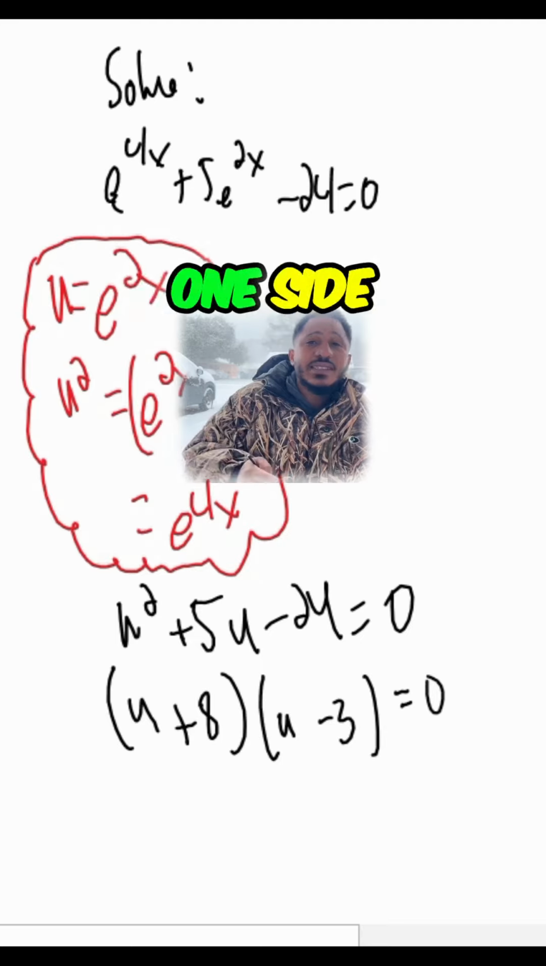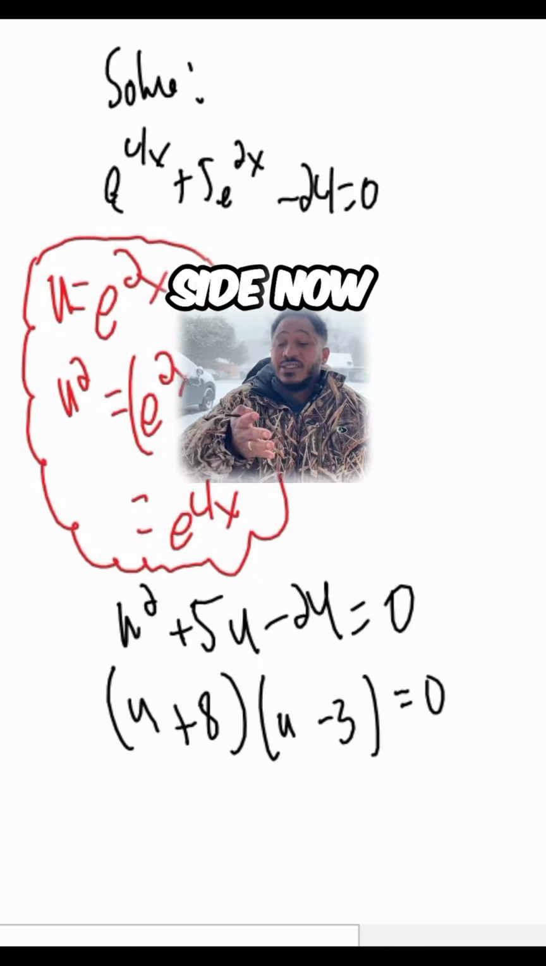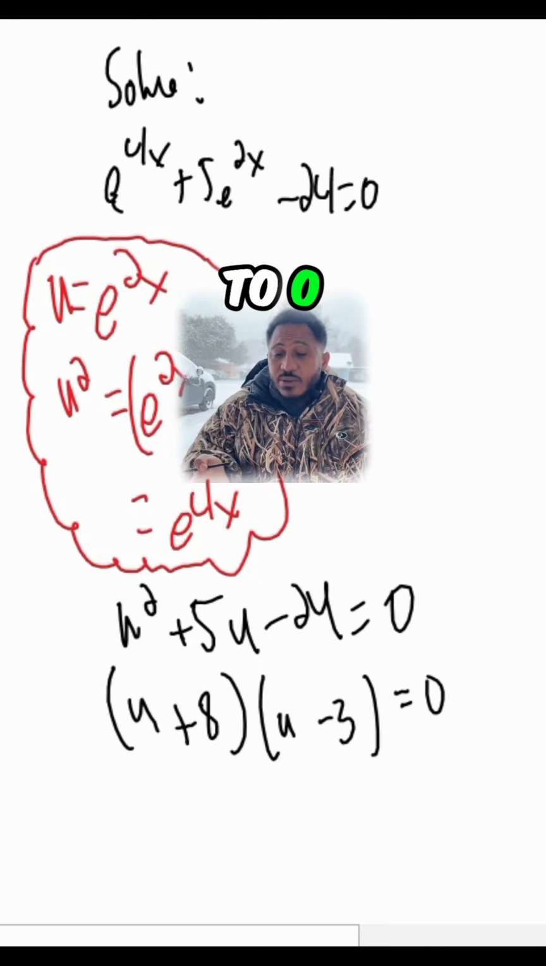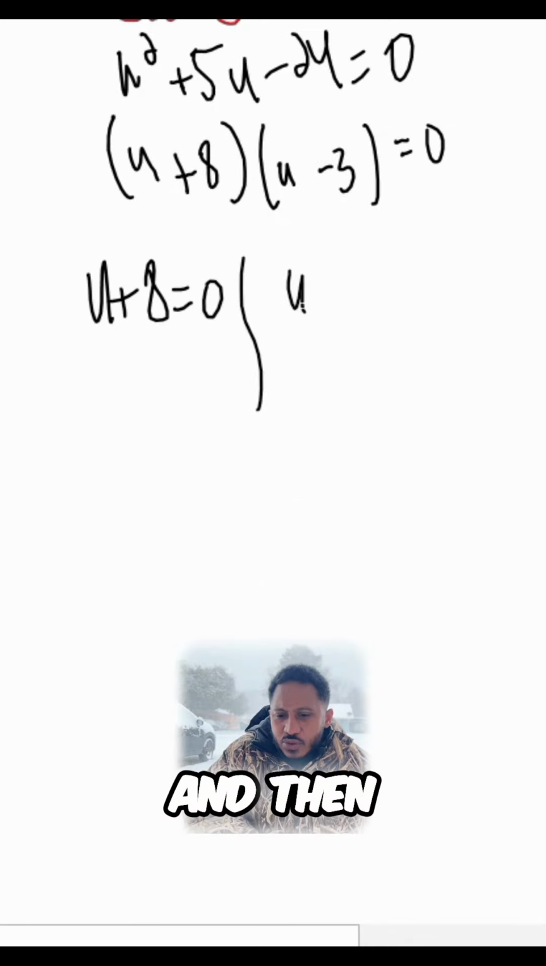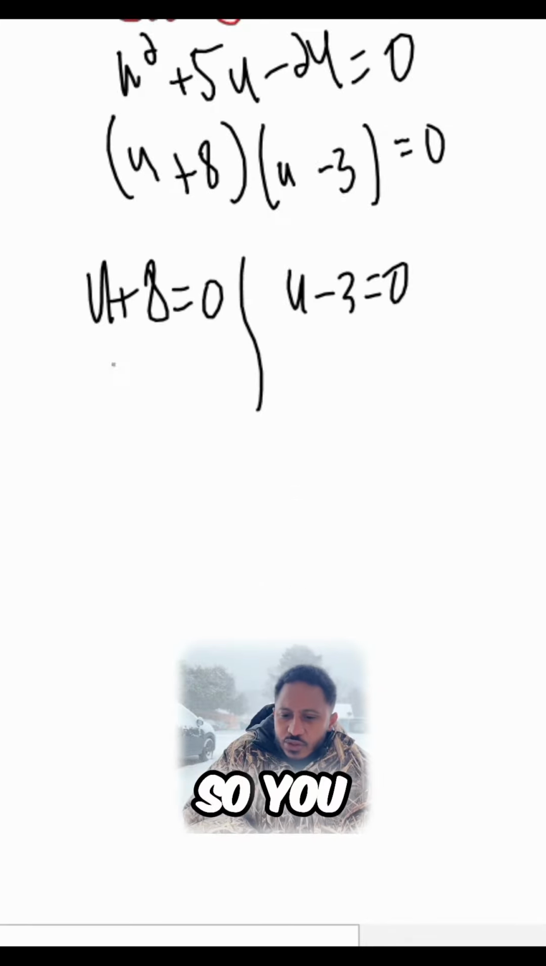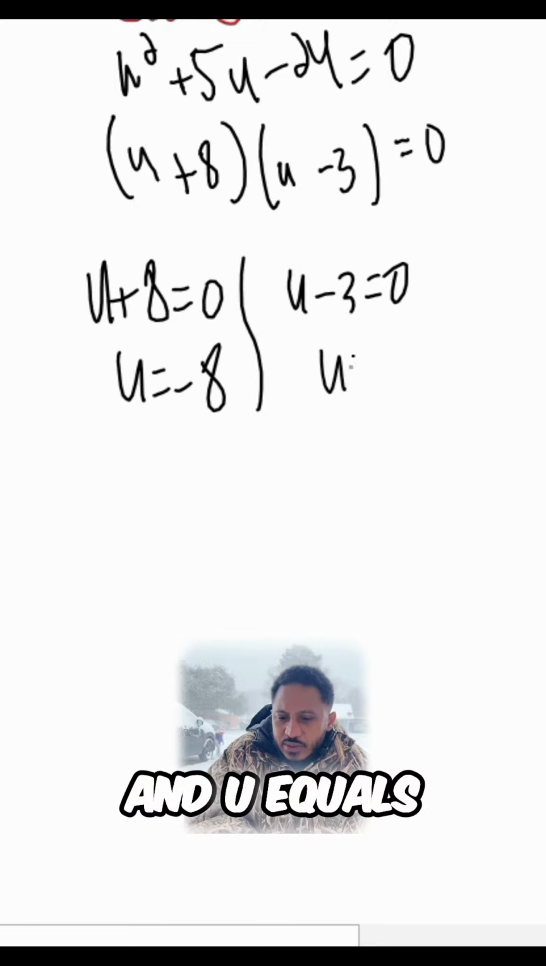So get 0 on one side, factor the other side. Now set each factor equal to 0. u plus 8 equals 0, and u minus 3 equals 0. So u equals negative 8 and u equals positive 3.